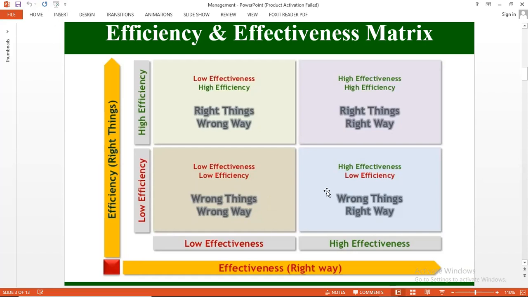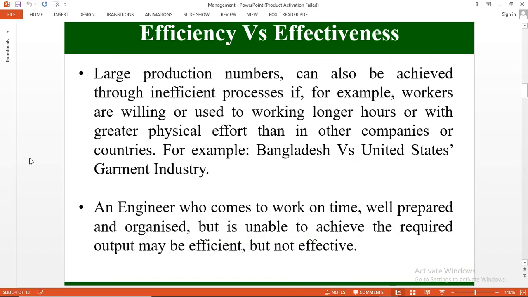Further, we move toward the fourth quadrant, which is high effectiveness and low efficiency. Here we can say effectiveness is high, so it would be the right way but the wrong things. So things would be done in the right way, but in terms of efficiency, some of the things would be wrong. These are some explanations about the aspects.